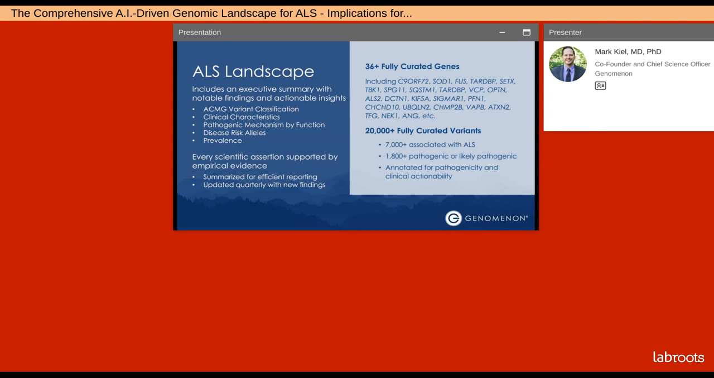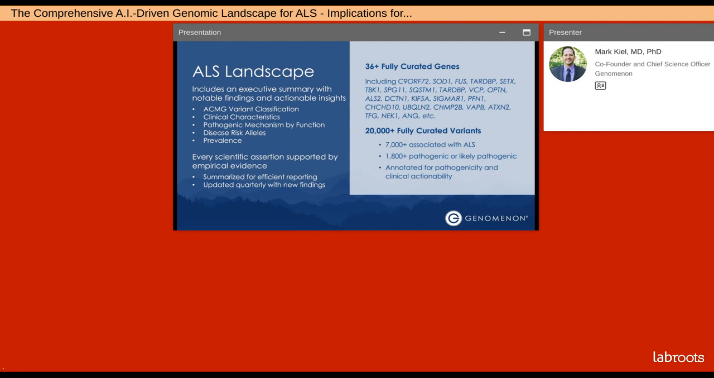I'm listing many of them at the upper right, but again, when we produce this genomic landscape, we look not just at the gene level, but also in detail at the variant level. And so across those 36 plus genes that have been fully curated according to the ACMG standards, providing evidence and annotations for all of the clinical characteristics of those patients, as well as the pathogenic mechanisms of the functional studies, all of that supported by the scientific evidence available to us, and as I'll showcase in a slide later, summarized for efficient reporting and kept up to date.